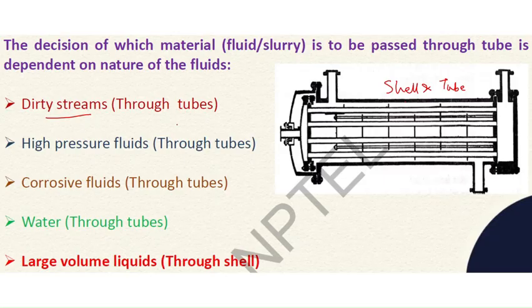Then high pressure fluid should be passed through the tubes. Then corrosive fluids need to be passed through tubes, and water should be passed through tubes. Whereas large volume liquids should pass through shells. So why can all these pass through tubes? Because of scaling or fouling from water, or corrosion from the corrosive fluids, and high pressure fluids, because tubes can endure high pressure whereas the shell cannot endure that much high pressure. That's why all these need to be passed through the tube. Whereas if very large volume liquids need to be passed, then they should pass through the shell.